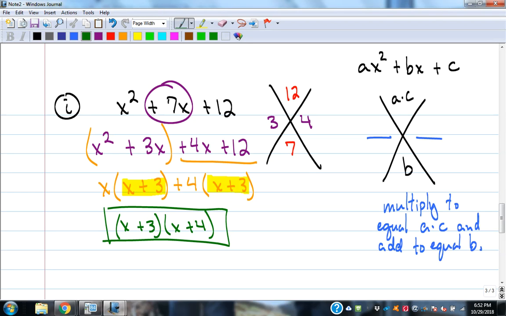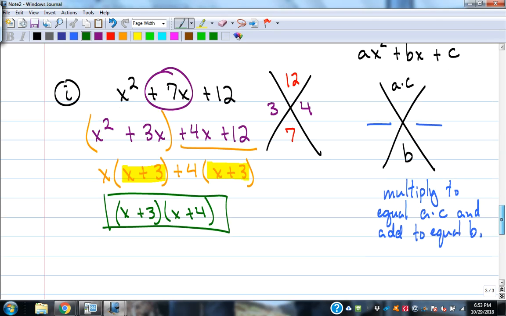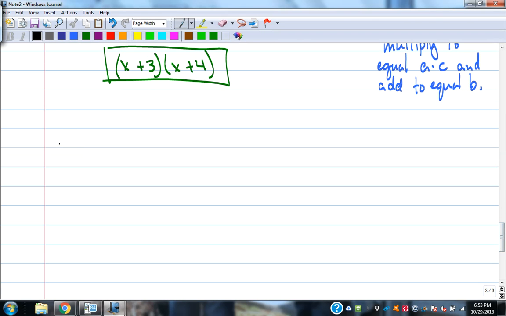If I multiply this back out and simplify it, x times x, that's x squared. X times 4 is 4x. 3 times x is 3x. 3x plus 4x is 7x. That's from the original. 4 times 3 is 12. That's from the original. It works. Okay? Let's look at another one. Kind of get this idea going in our heads here.